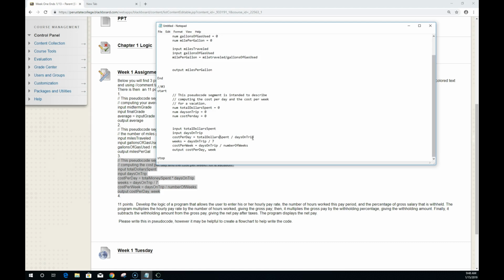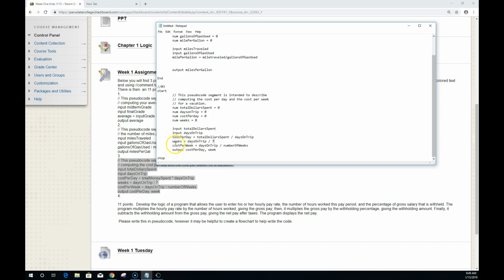Well, that makes sense. So the next one says weeks equals days on trip. Okay, so we need num weeks equals 0. So we know it's a clear variable in there. Does that math look right? If I want to know how many weeks I'm on a trip, and I say I'm on a trip for 30 days, I divide it by 7, I find I'm at 4 point something number of weeks, right? Okay. And we're not going to worry about where it rounds off or anything yet. We'll just assume that you magically have an easy number.